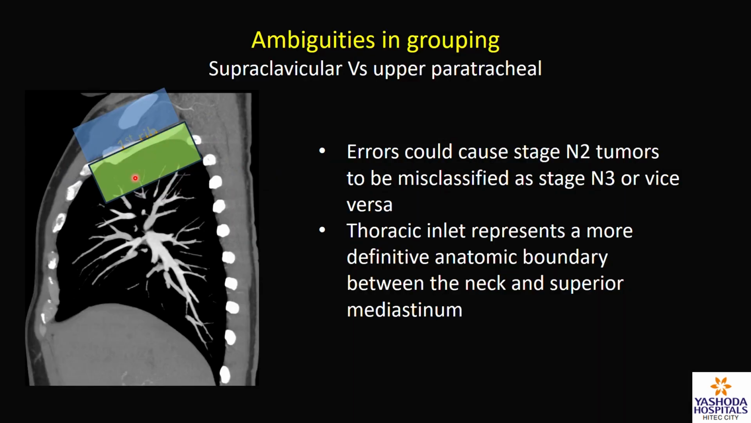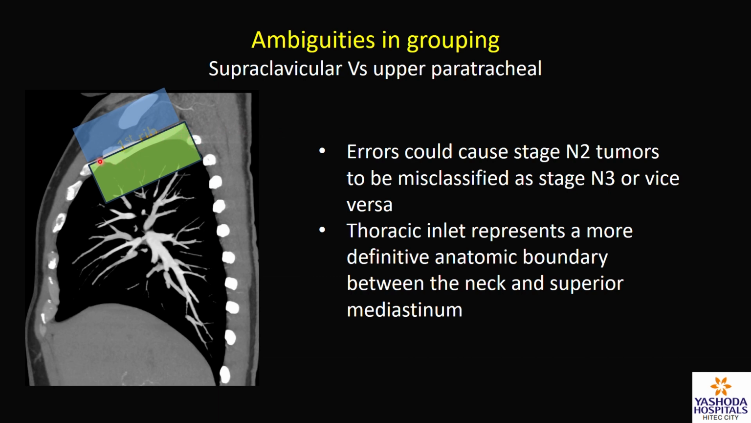Now there are certain ambiguities in grouping of the IASLC system. Now supraclavicular versus upper paratracheal in the system. In the supraclavicular group, the lower border is said to be the upper border of the manubrium sterni, the clavicles, and the posterior costo-vertebral junction. But if you see a sagittal section, this would be the manubrium upper border, whereas for the upper paratracheal, it is said that it's the apex of the lung.